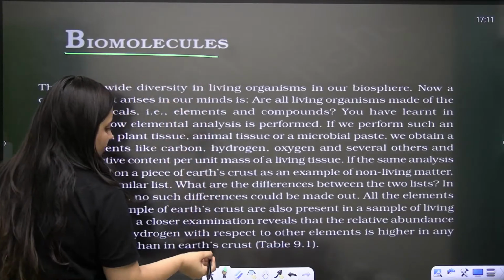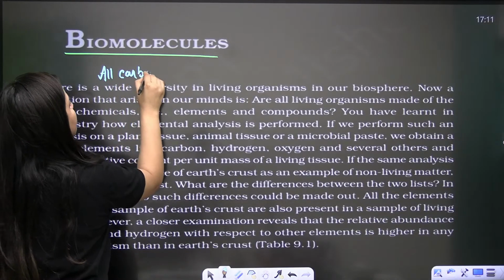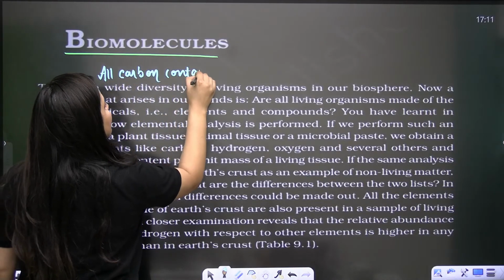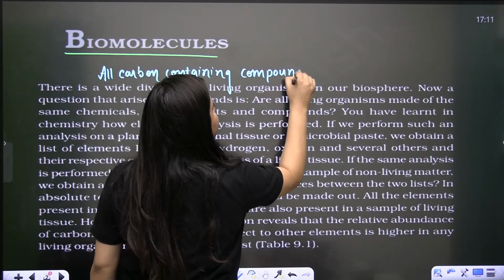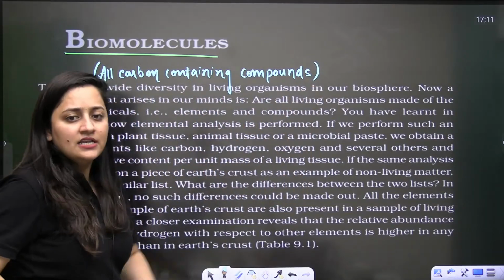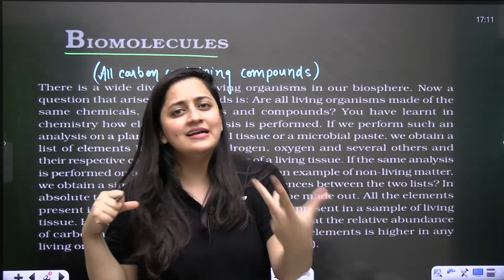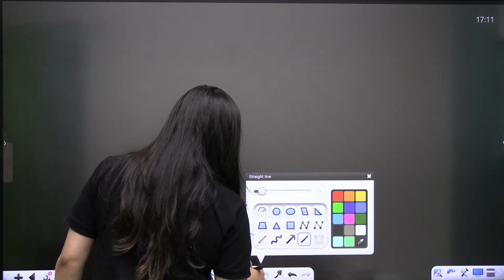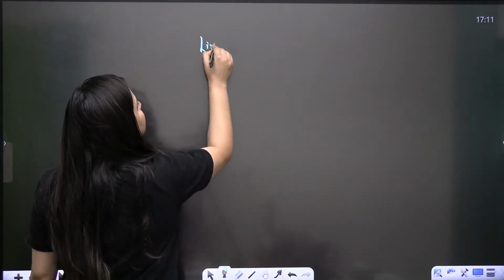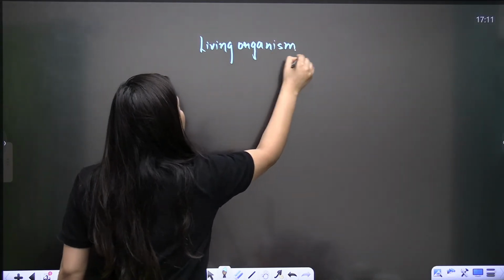So when you talk about the biomolecules, as per NCERT, all carbon containing compounds are the biomolecules. What are biomolecules? All carbon containing compounds are biomolecules. Now when you talk about the living organisms, you can consider any living organisms, right? Like you know that we have even completed the classification part, right? You know it very well. So when you talk about the living organism, there is a diversity here, isn't it, bache?